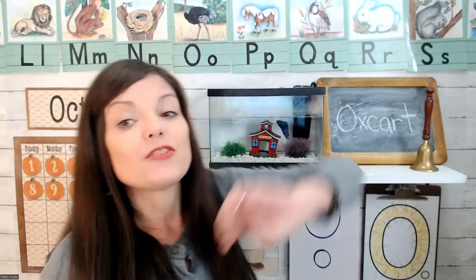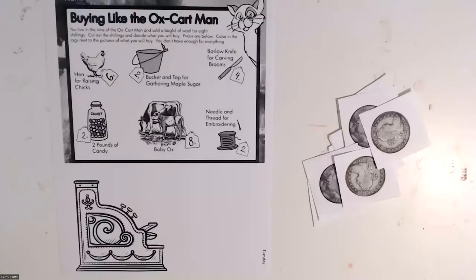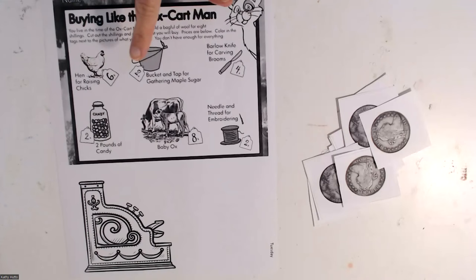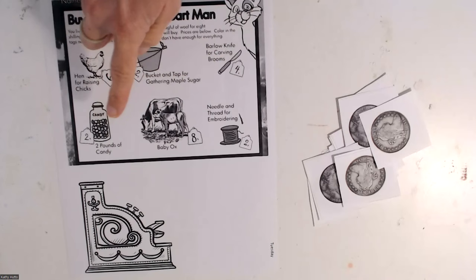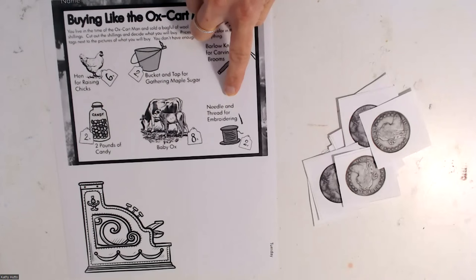For math today, we're going to head over to the math table. Okay, so for math today, we're going to buy like the ox cart man. Long ago, if the ox cart man went to the market, he might buy chickens or a bucket or a knife for carving. Or candy, or an ox, or a needle and thread. You're going to hear some of these things in the story that we read today.